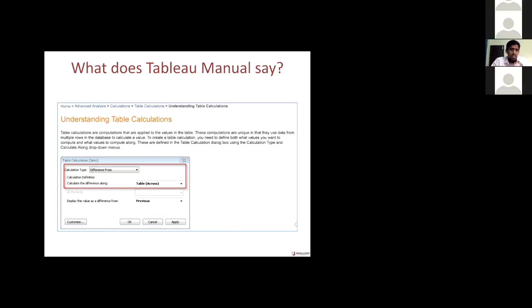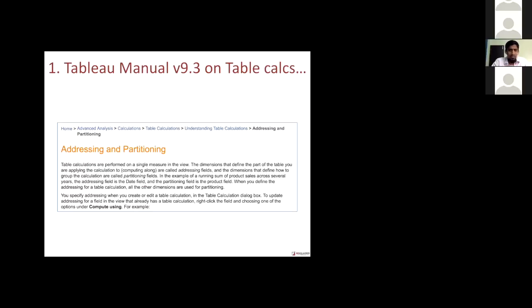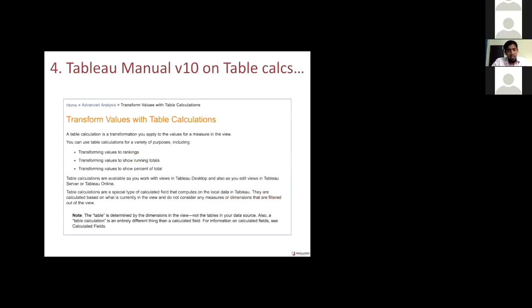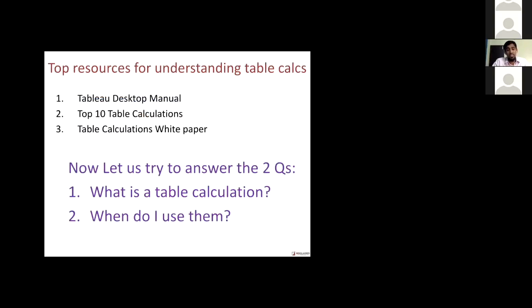So there are a lot more things that I put, but we'll skip all of this. What I wanted to establish is that all of these things do not really help us answer these questions, right? What's a table calculation and when do I use them?